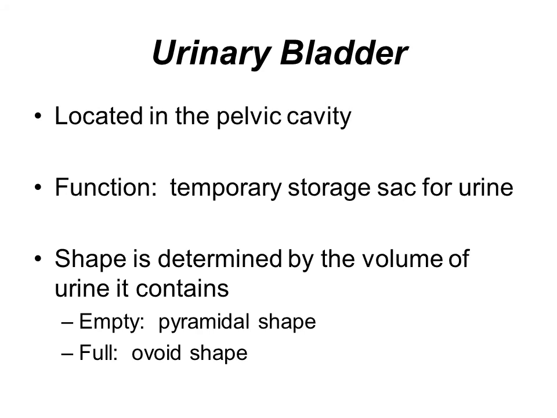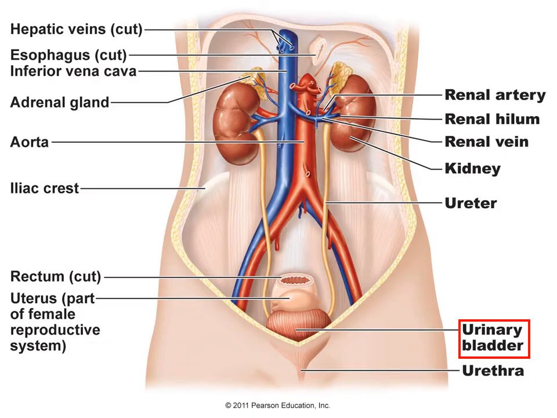It's basically a storage facility. Remember, the urinary bladder, if you remember from A&P 1, is made of transitional epithelial cells, so it's able to stretch. It can increase the volume that it's capable of holding. So when it's empty, it's kind of a pyramid shape, but then it can stretch out to hold the urine when it's full.